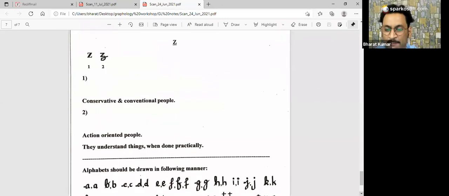If you have second type of Z, then you are action oriented. Yes, attached with tradition, Khushi. Okay, agreed. Yes, Padma, both meaning both trait. Generally, we use these two kinds of Zs. Action oriented, understanding things when done practically.